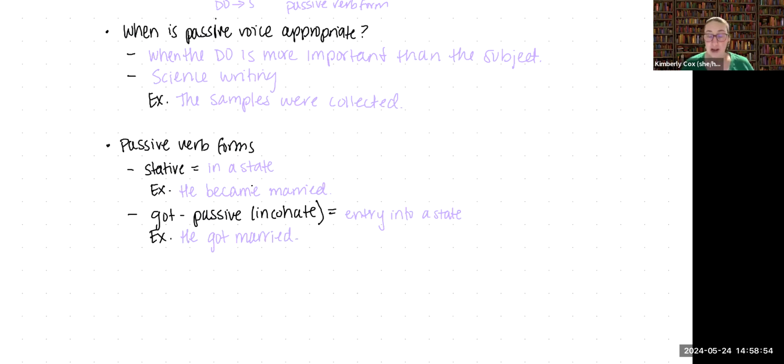So hopefully this is helpful. We will be looking at identifying active and passive voice. Again, one is not more right than the other. It really just depends on the rhetorical situation, which will determine whether or not the direct object in a sentence is in fact more important than the subject.